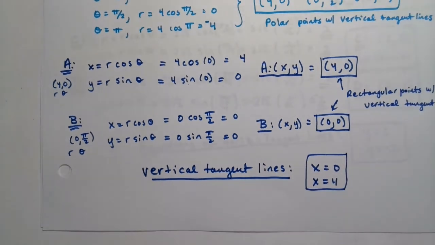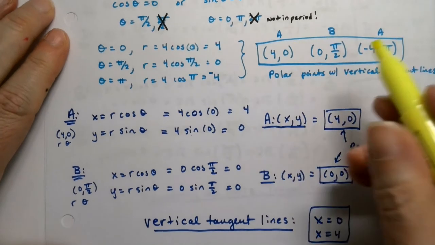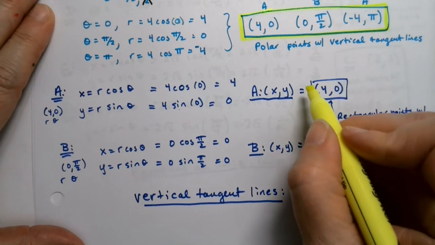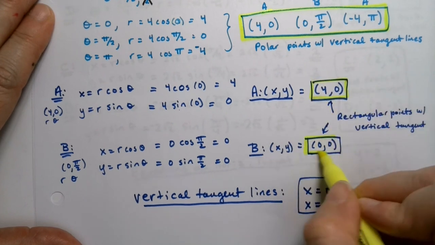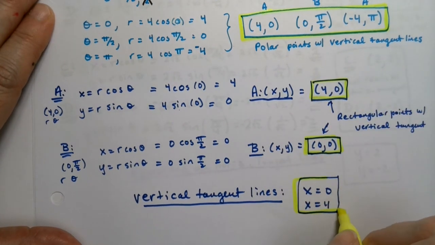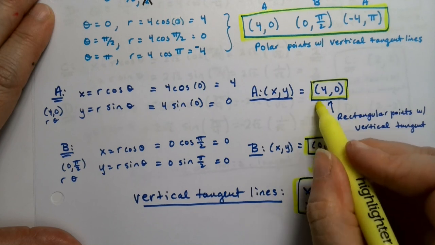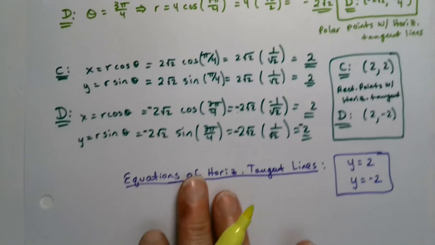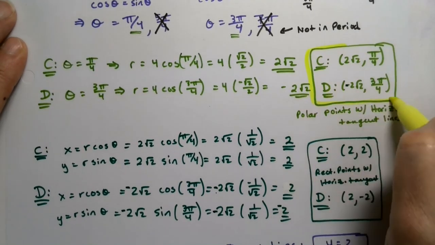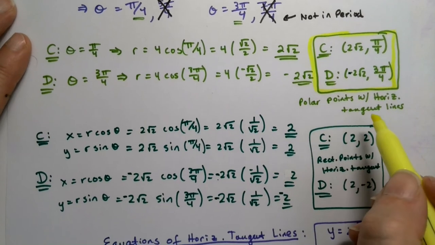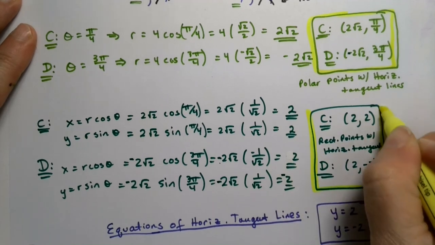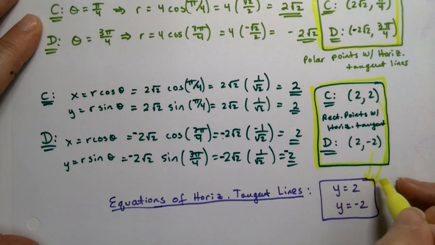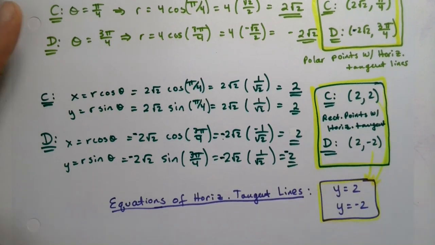So we have come up with the polar forms of the points with vertical tangents, the rectangular coordinates of those same points, and then those rectangular coordinates led us to the equations for the vertical lines. Then we did it again for the horizontal lines. We have polar forms for those 2 points with horizontal tangent lines. We have rectangular coordinates of those same points. And the rectangular coordinates in particular get us the equations for those horizontal tangent lines.